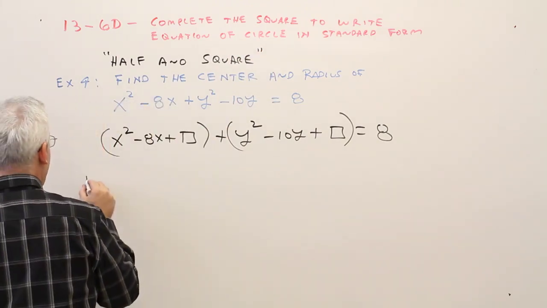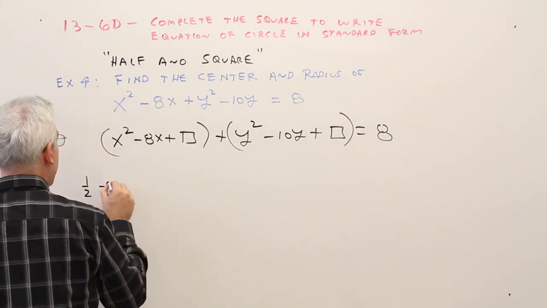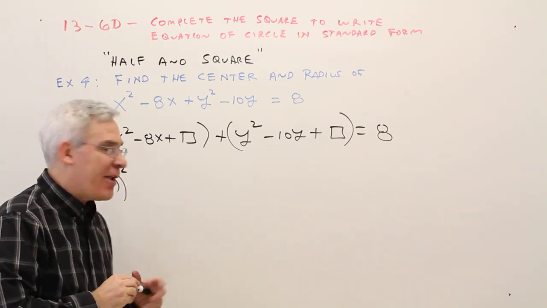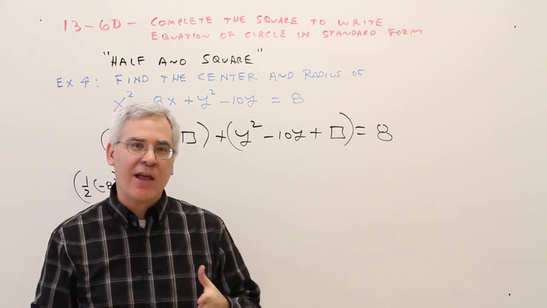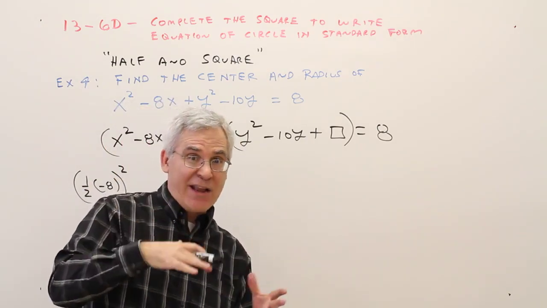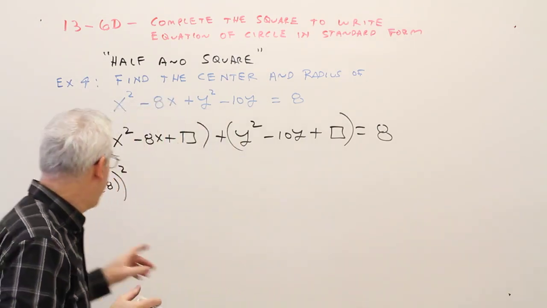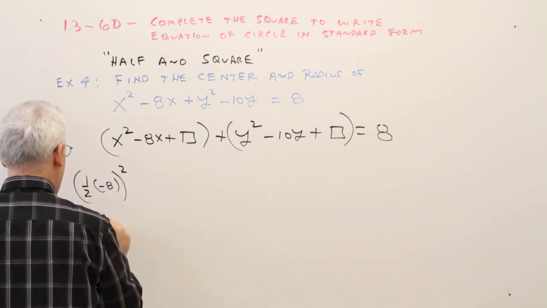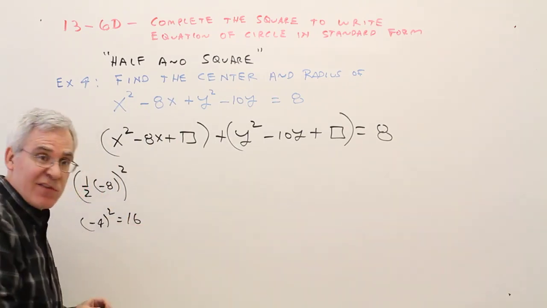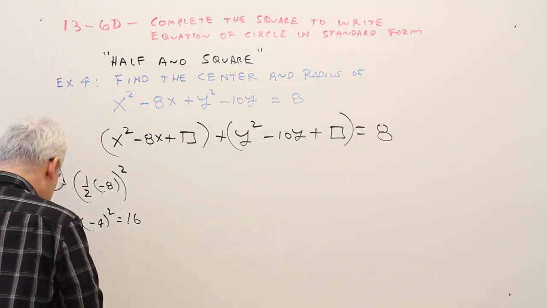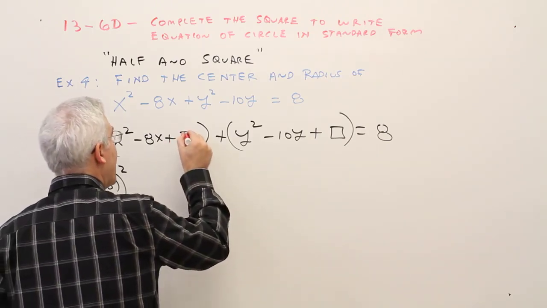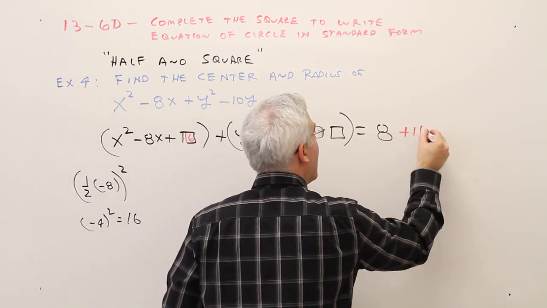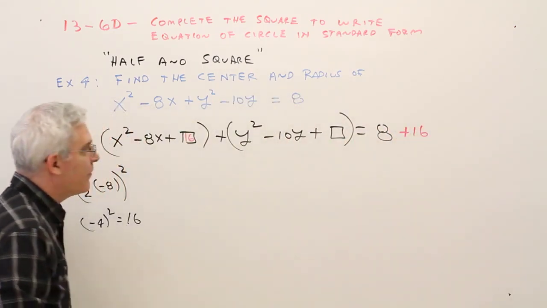Okay, so I've got 1/2 of negative 8, and then I'm going to square it. And you don't really have to worry about the sign, because again, when you square things, if they're negative, they become positives, but whatever. So half of this is negative 4, and negative 4 squared is 16. So what I'll do is I'll add 16 to the left side, and I'll add 16 to the right side.